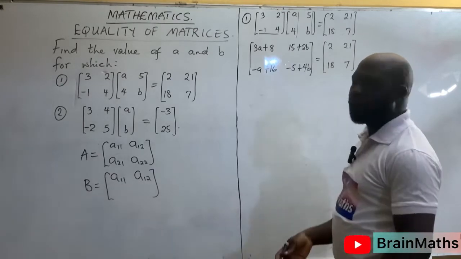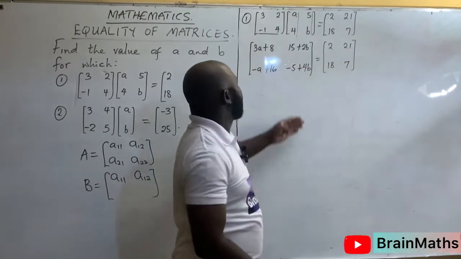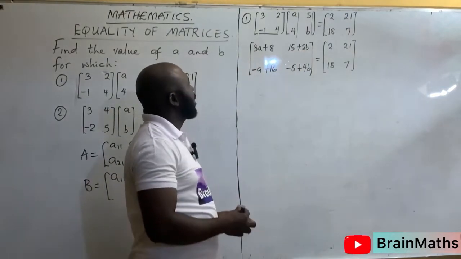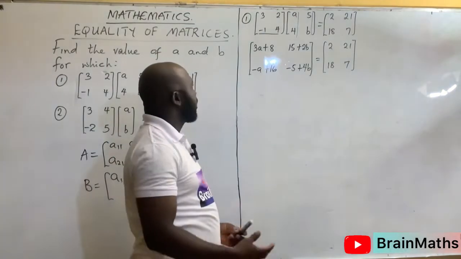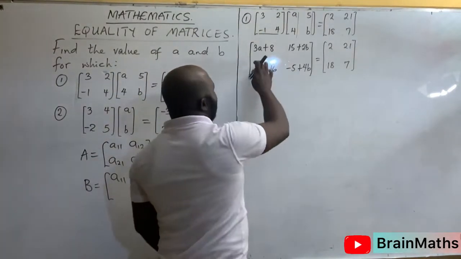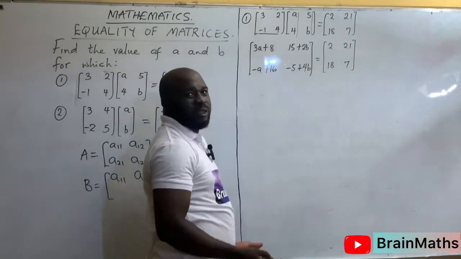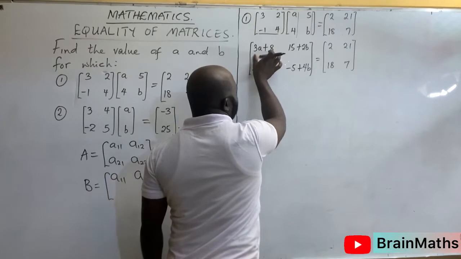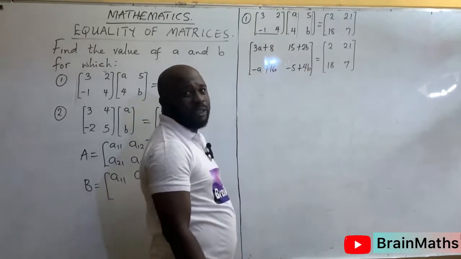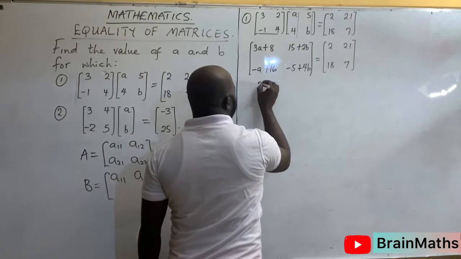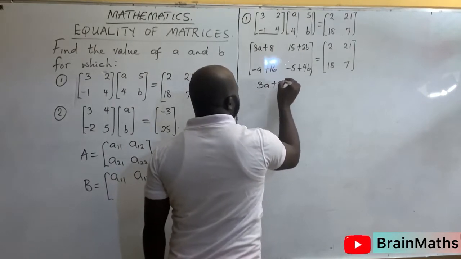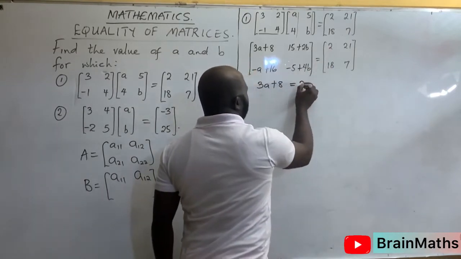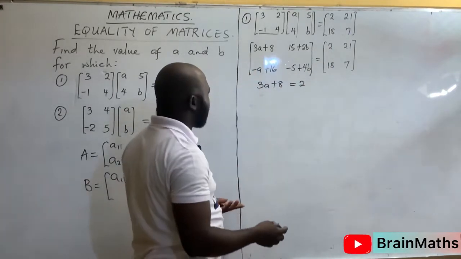Now, the next thing we are going to do is to determine the values of A and B. From what we have on the board, getting the value of A and B shouldn't be a serious problem, as we have their corresponding elements on the other side. So all we have to do is to take each one of these and map them with their corresponding element. For the first one, we have 3A plus 8 is equal to 2. So what is left for us is to solve this.